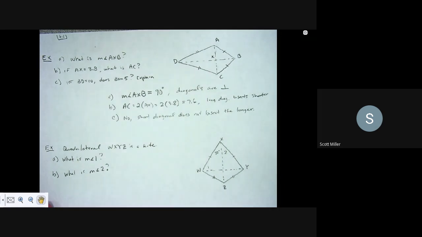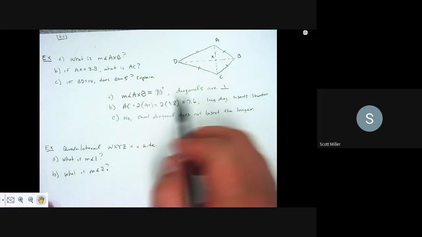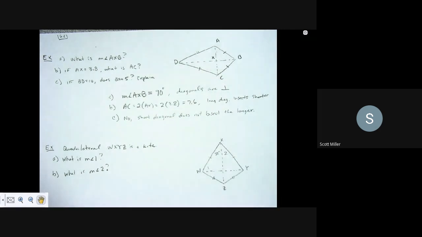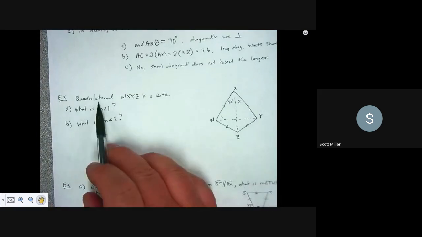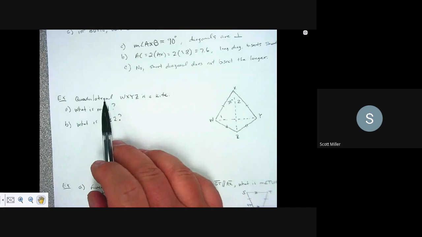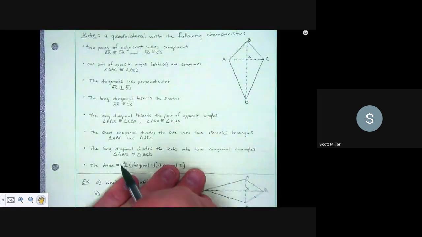Okay? So when you work some of these problems out, make sure not only you just give me the answer, but you also tell me a reason why using the characteristics of the shape that you're doing. Okay? So please make sure that you do that. Let's look at another example. Here is a quadrilateral. Quadrilateral, again, remember, means 4 sides, W, X, Y, Z. And I'm telling you it is a kite. So once I've told you it's a kite, I've told you all of these characteristics. All of these now are true.